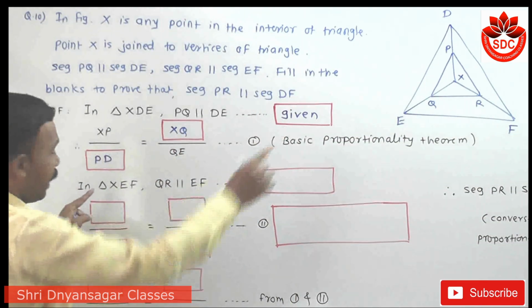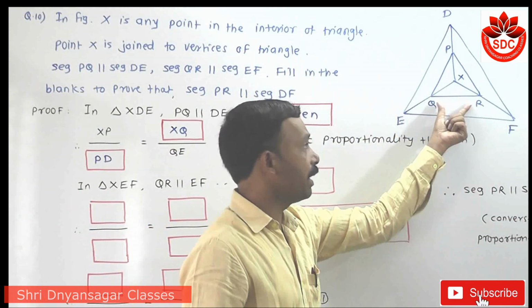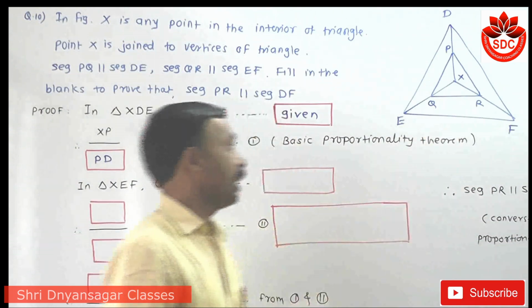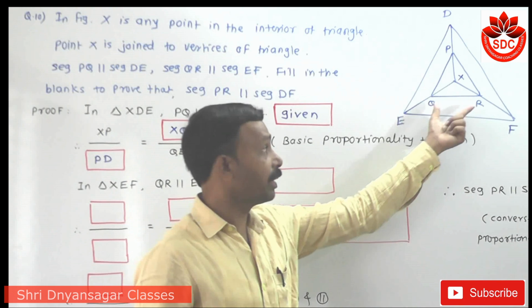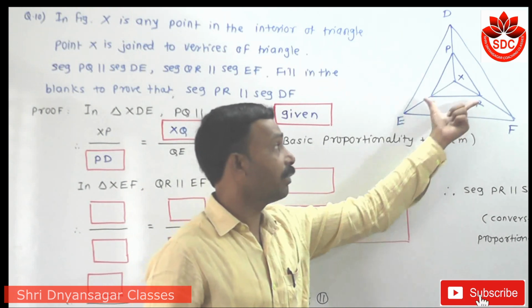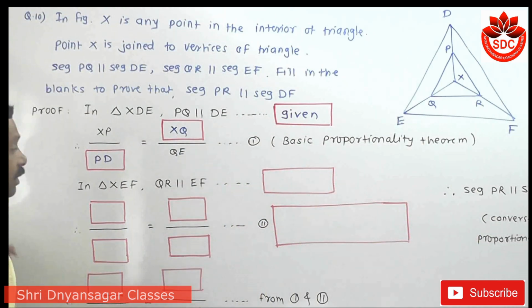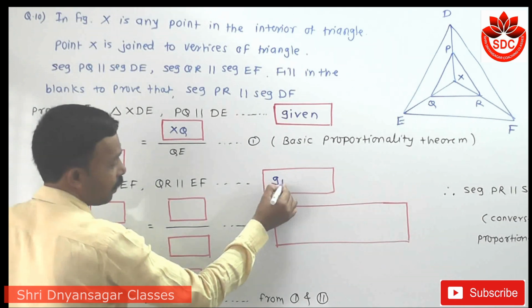Then another triangle XEF. This segment QR is parallel with EF. This is also given. So that again by using basic proportionality theorem, because this segment is parallel to this and which intersect remaining two sides in two distinct points. So that this segment QR is parallel with EF. This is given.